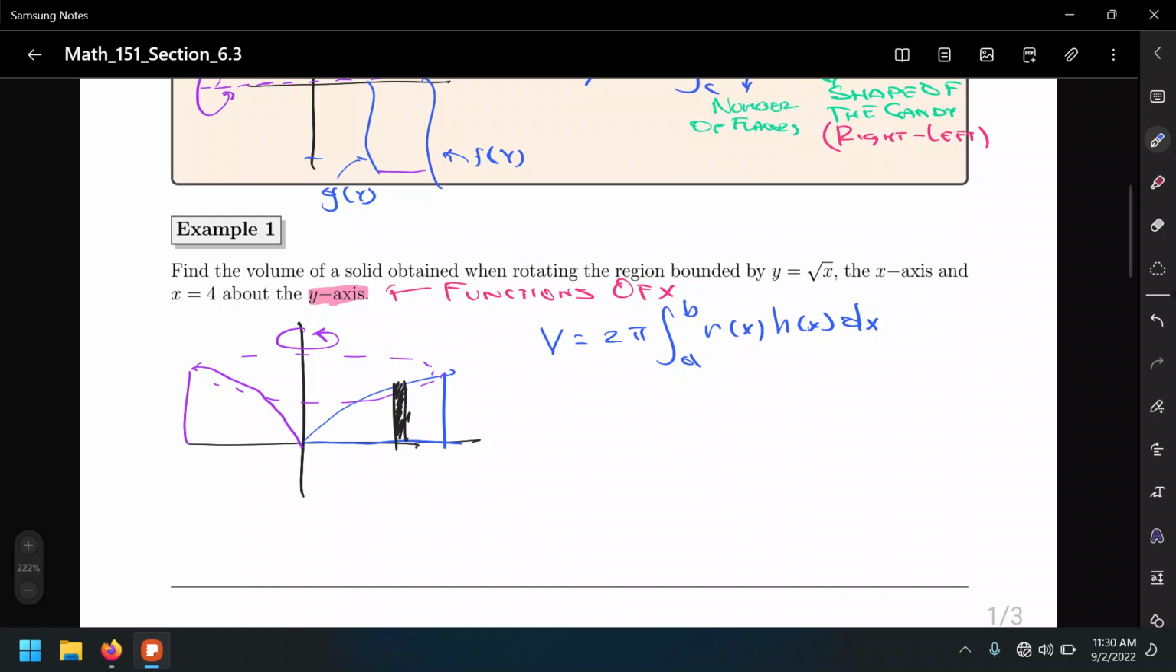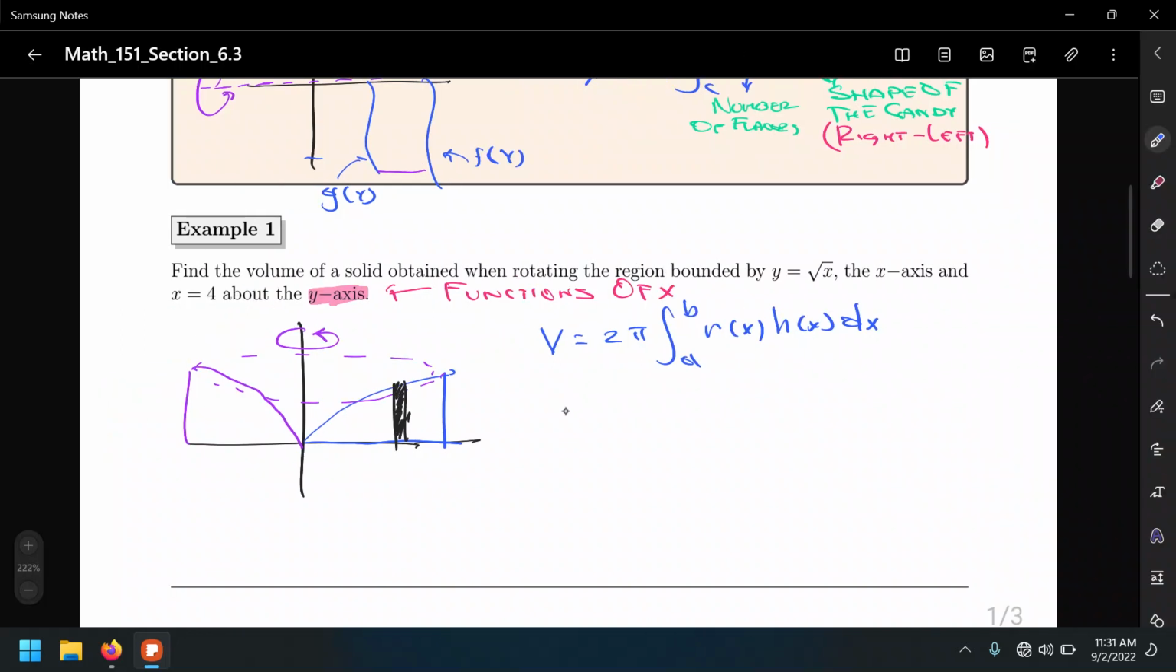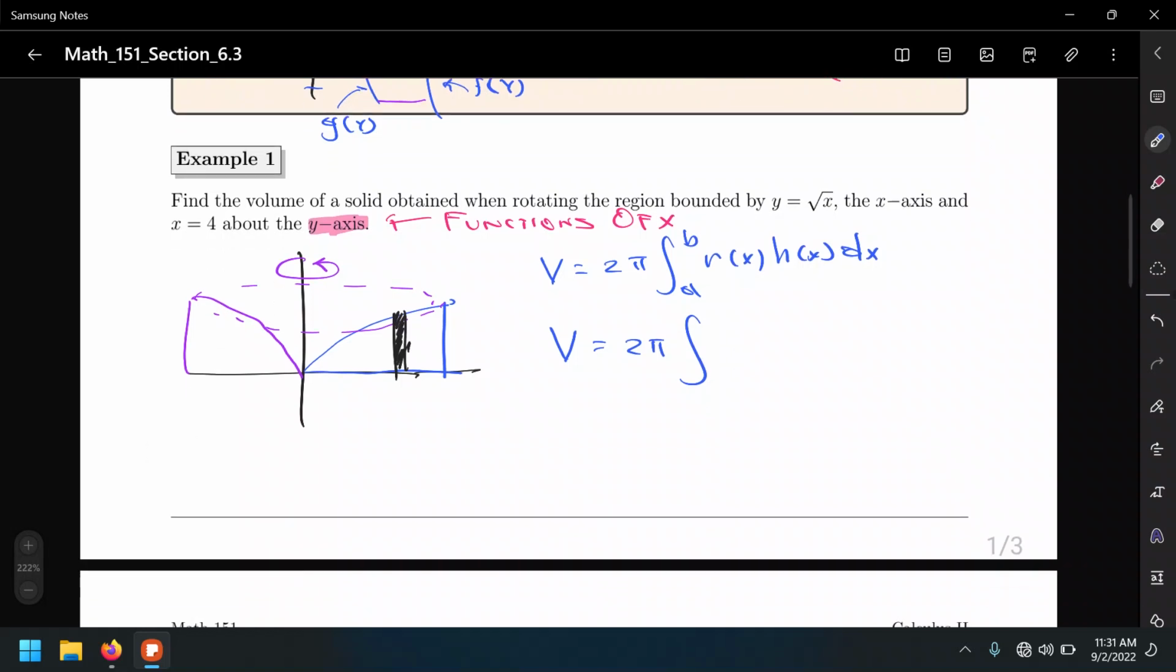But now r of x is the radius of the candy, or the radius of the solid. And again, coming back to the candy example, how many flavors do we have in this case? Just x number of flavors. And I'm going to write something else to make more sense out of it. If it doesn't make sense for now, it will make more sense when we do the shifted versions of this axis of rotation.